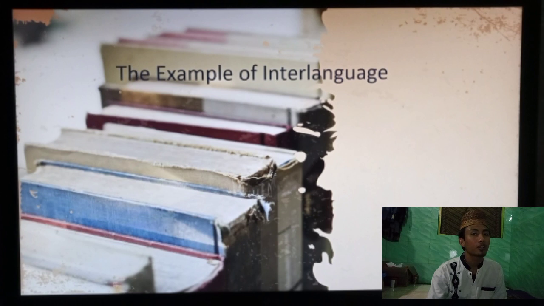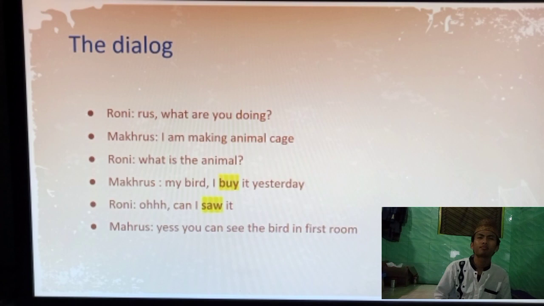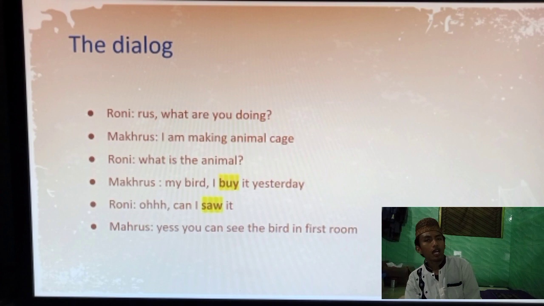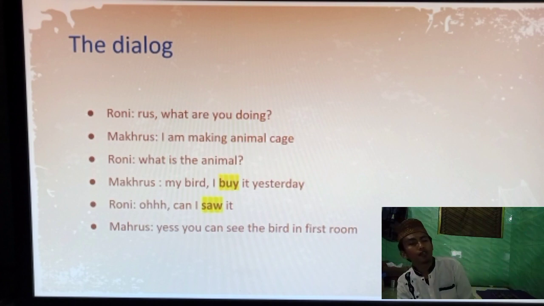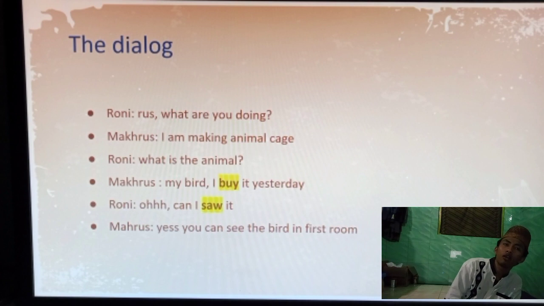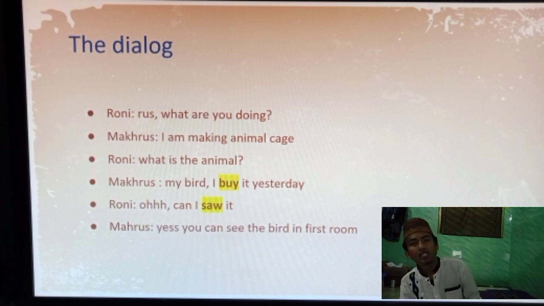Next, the example of interlanguage. This is a dialogue. Marus, Rus, what are you doing? Marus, I am making animal cake. Ron, what is the animal? Marus, my bird. I buy it yesterday. Ronnie, oh, can I saw it? Marus, yes, you can see the bird in first room.